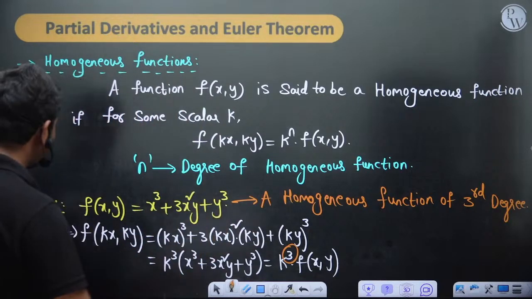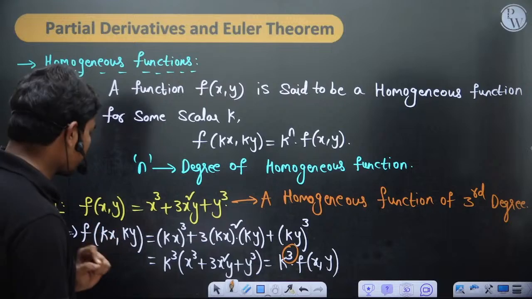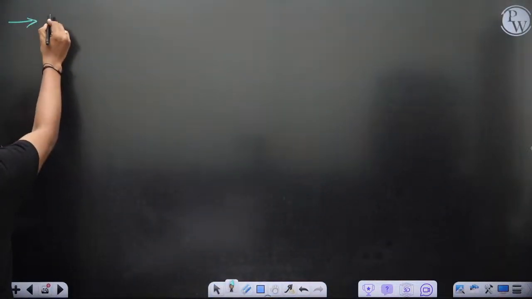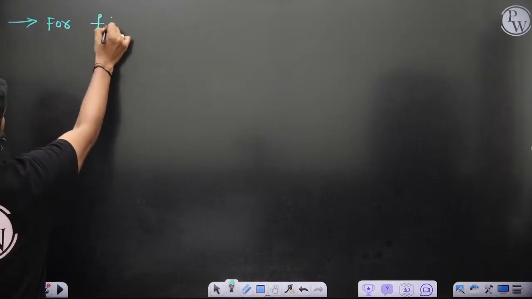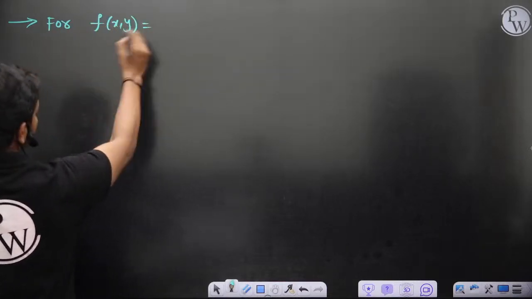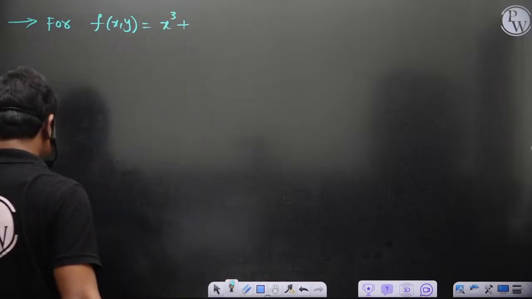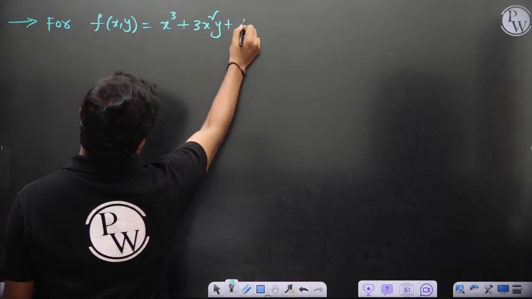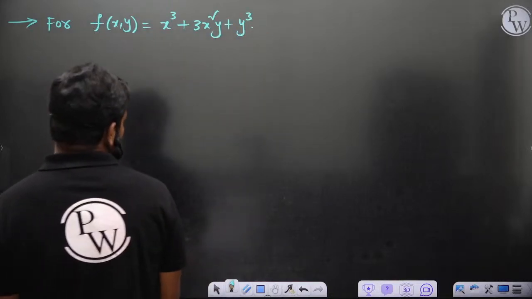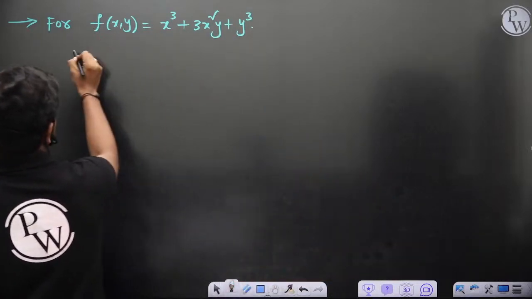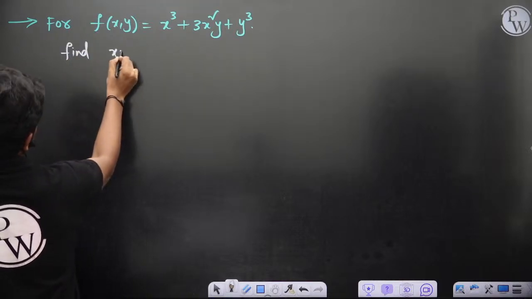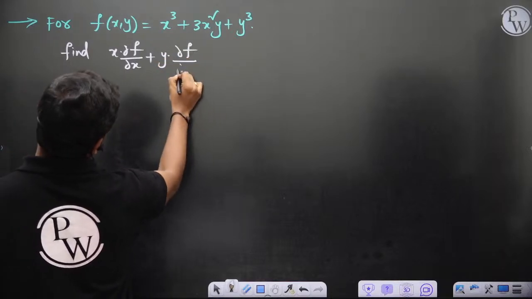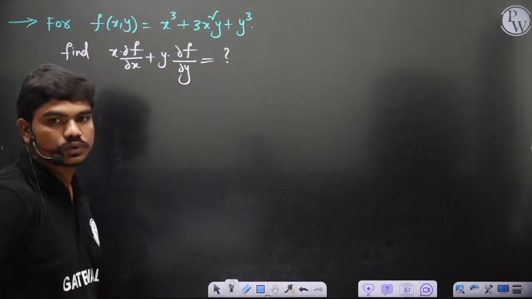So this is third degree, fine. So what is the advantage of these functions? That's the main question. Let me ask you one question. For f of x comma y equal to x cube plus 3x square y plus y cube, let's say you find x into dou f by dou x plus y into dou f by dou y. If I ask you to calculate this, okay?